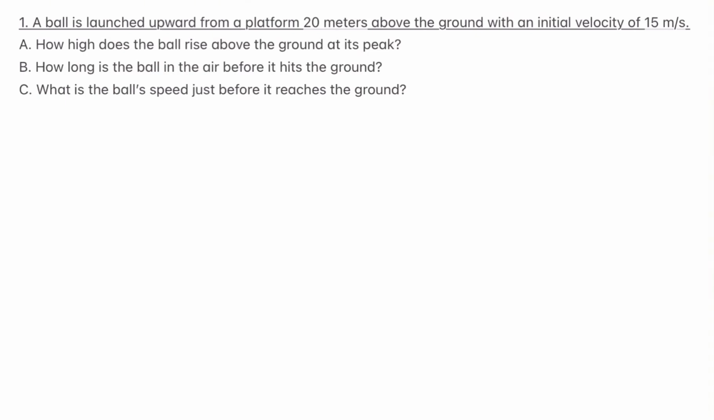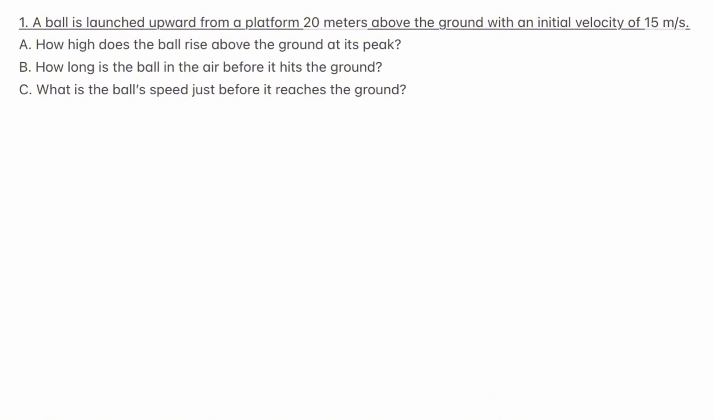Question 1 asks, a ball is launched upward from a platform 20 meters above the ground with an initial velocity of 15 meters per second. Let's start with part A. How high does the ball rise above the ground at its peak?